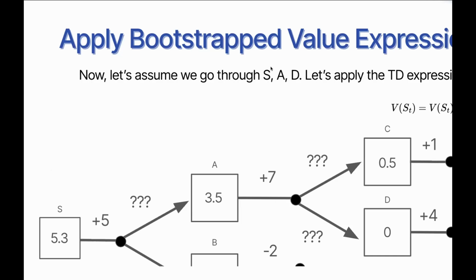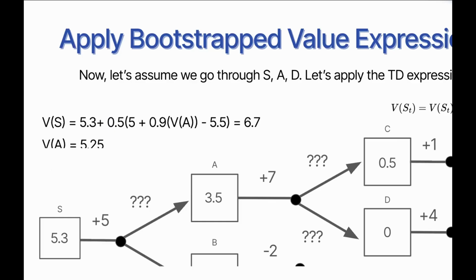Let's go through SAD this time. You apply the same expression again. I won't go over it again. You get 6.7. You see the value of S went up. Remember, what was the value of S we estimated with Monte Carlo? It was like 10 or 11. So it went back up. Value of A is like 5.25. Remember, what was the value of A we got? Like 9 point something. And the value of D is 2.